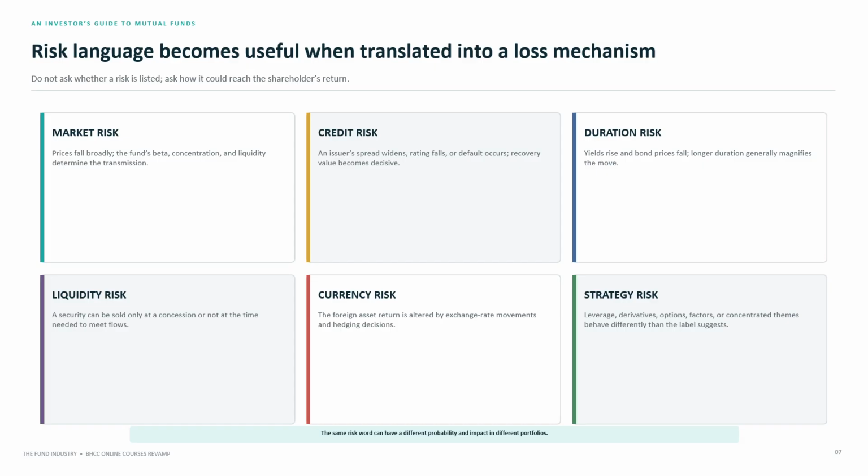Liquidity risk appears when a security can be sold only at a meaningful discount or not quickly enough to meet redemptions. Currency risk can erase a strong local market return, and strategy risk can hide leverage, options, derivatives, or concentrated themes, when the same risk label can represent a very different probability and severity across two portfolios. Do not ask whether the prospectus lists the risk. Ask how the risk reaches the shareholder.